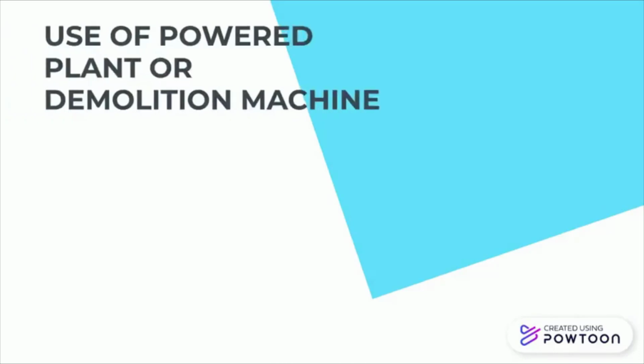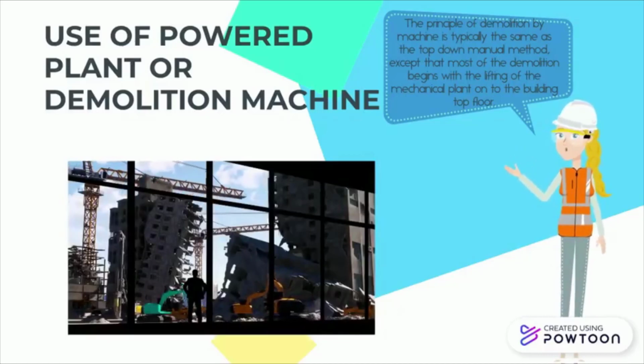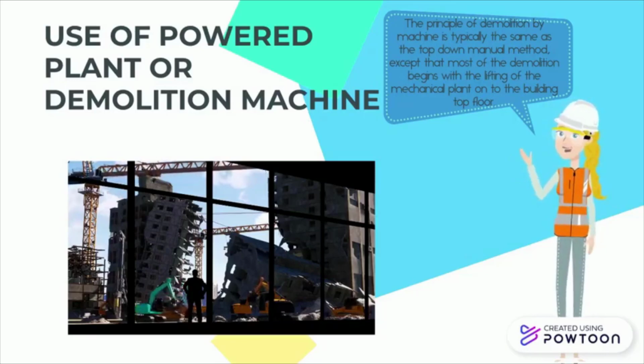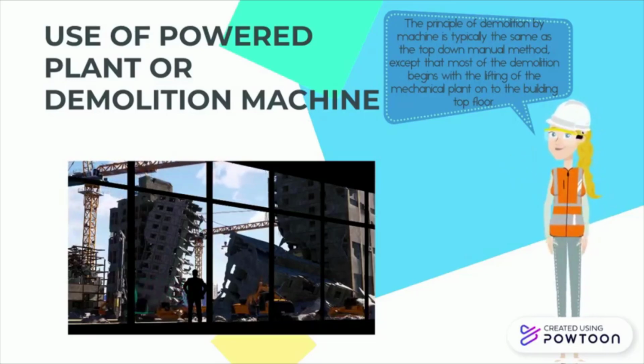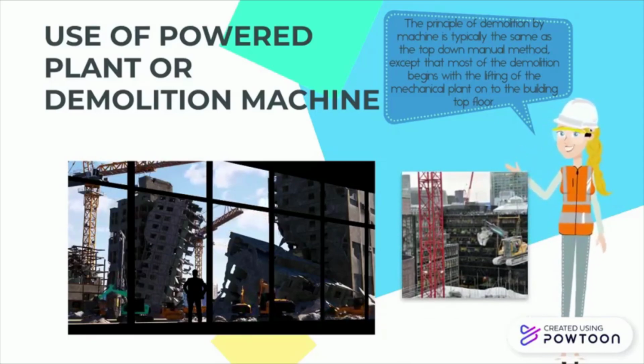Next method is use of powered plant or demolition machine. The principle of demolition by machine is typically the same as the top-down manual method, except that most of the demolition begins with the lifting of the mechanical plant on to the building top floor.